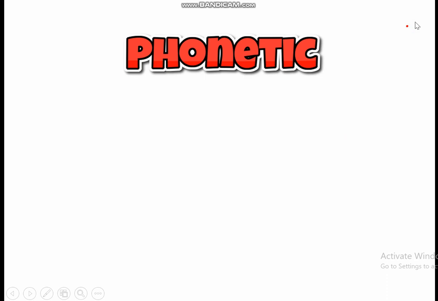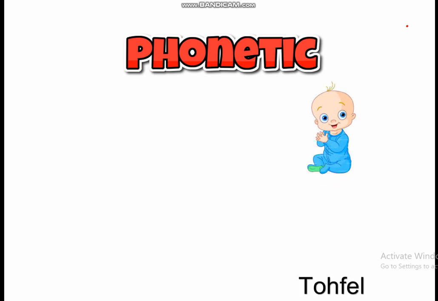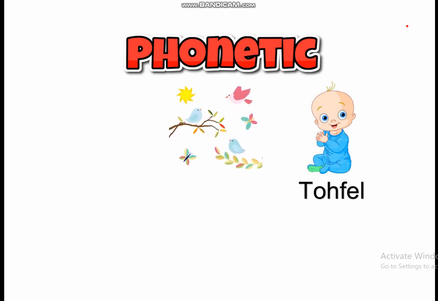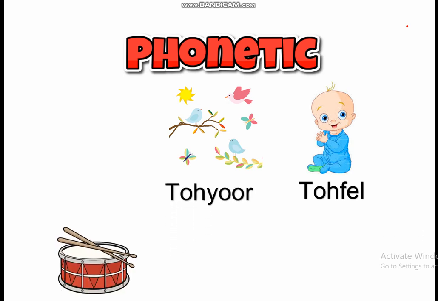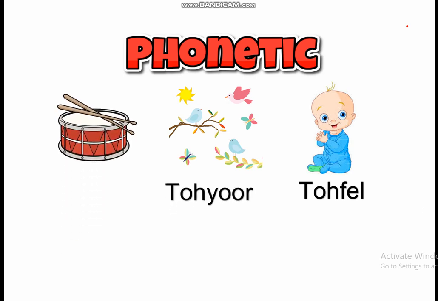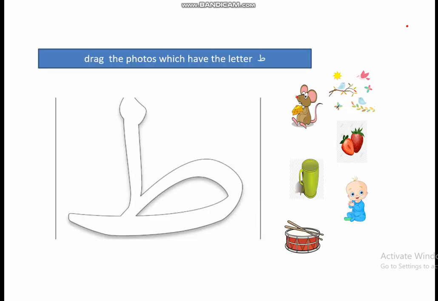The phonetic. هذا, this is طفل. ممتاز. هذه طيور. أحسنتم. And the last one. طبل. أحسنتم.